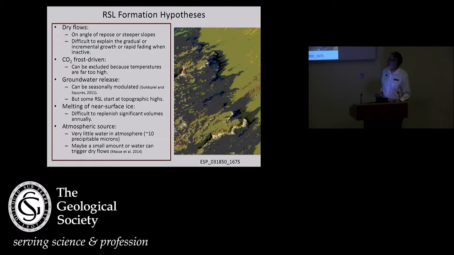I think that's implausible. Melting of near-surface ice would certainly work and would match Marion's lab experiments, but the problem is, why is that ice there? These are some of the warmest places on Mars, and even if it was there, how do you replenish it so that these things recur year after year? Then there could be an atmospheric source. There's very little water in the atmosphere, typically about 10 precipitable microns. You take the entire column, precipitate it on the surface, it's that thick. But maybe a small amount of water can trigger dry flows in some way, and Marion suggested boiling as one way to trigger dry flows.